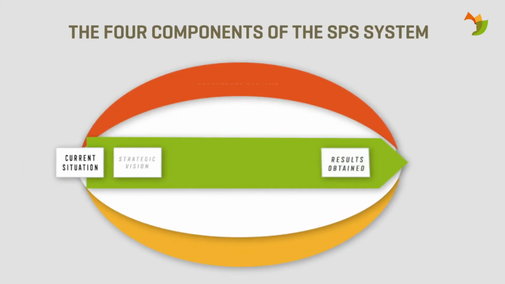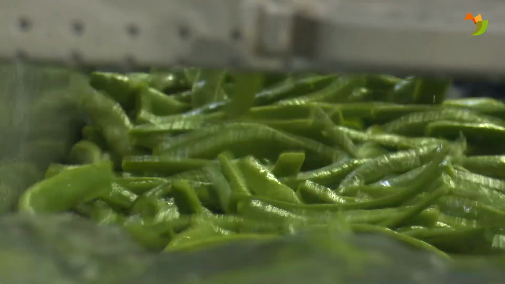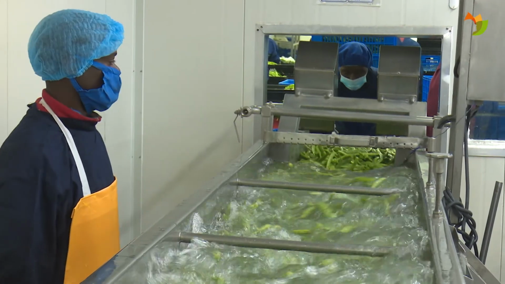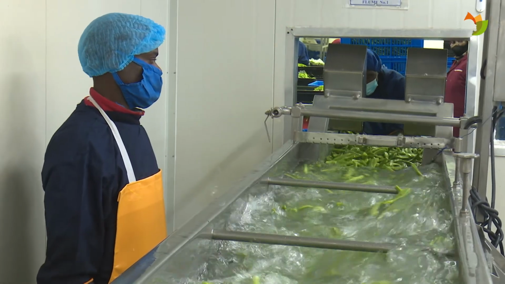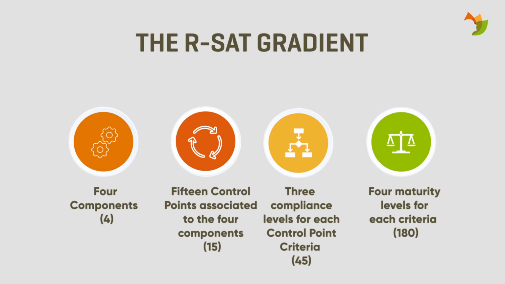The RSAT tool has 4 components, namely governance systems, operational processes, management of skills and competencies, and communication and relationship dynamics. In a nutshell, for you to effectively apply the RSAT, you will be required to move from the 4 components to 15 control points. From the 15 control points, you move to 45 criteria. And lastly, from the 45 criteria, you move to 180 maturity levels.